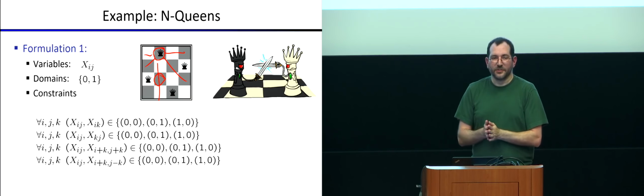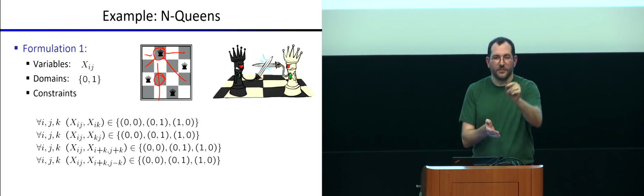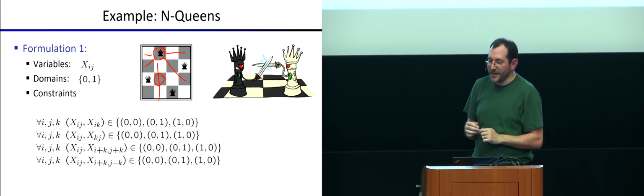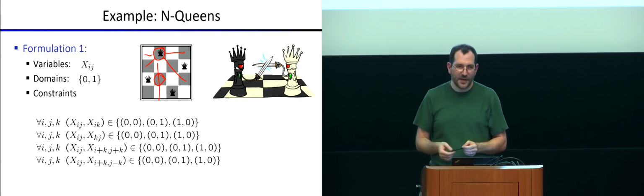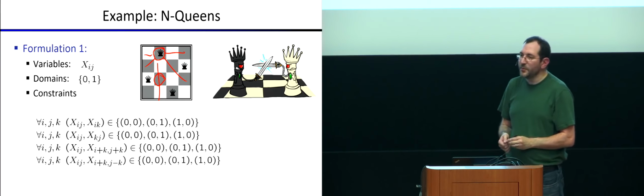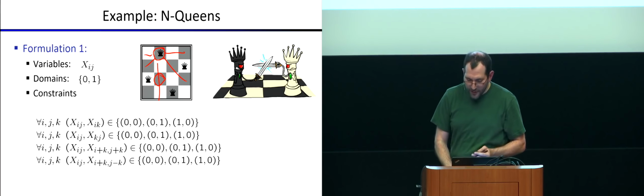If I wrote out all these constraints and these variables, there's a really easy solution. What's the easy solution under all these? Yeah, set everything to zero. Doesn't violate any of these constraints, and there's nothing here that says you have to have anything about N queens in your N queen problem, so we would need one more constraint.